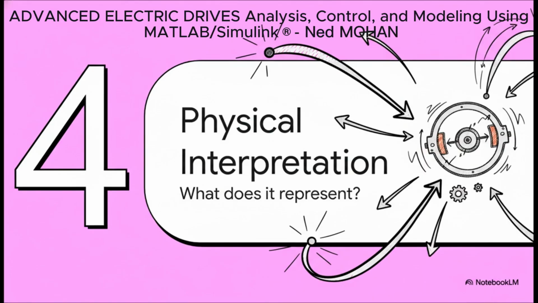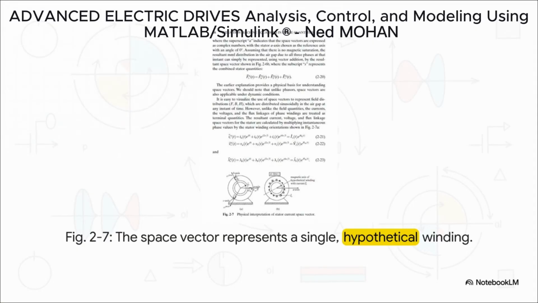Okay, Section 4, the physical interpretation. Now, the math is, well, it's pretty slick, right? It's clean, but it's easy to get lost in the abstraction. So what does this space vector actually represent physically? Like, what's happening inside the machine? Believe it or not, the physical meaning is surprisingly simple and just as elegant.